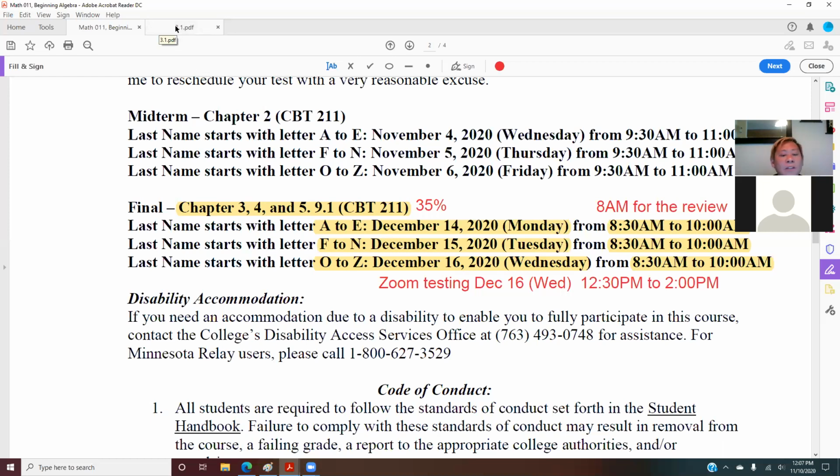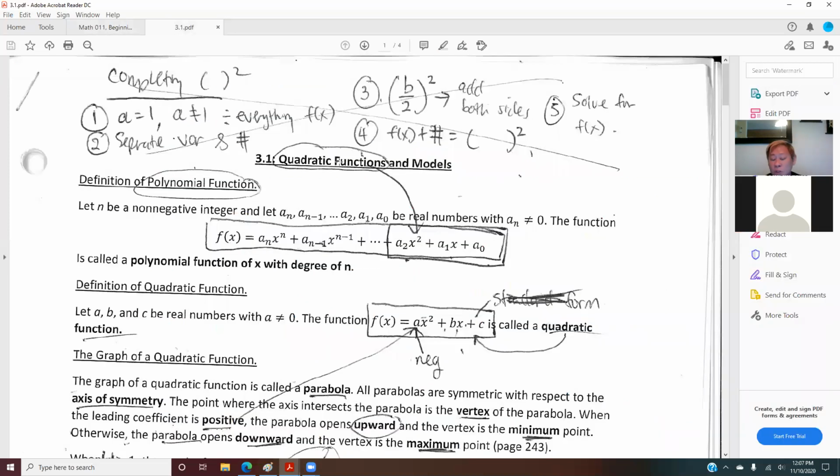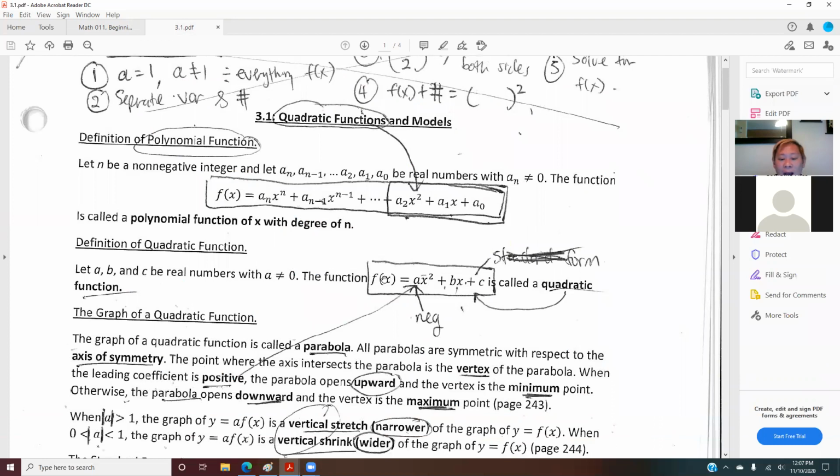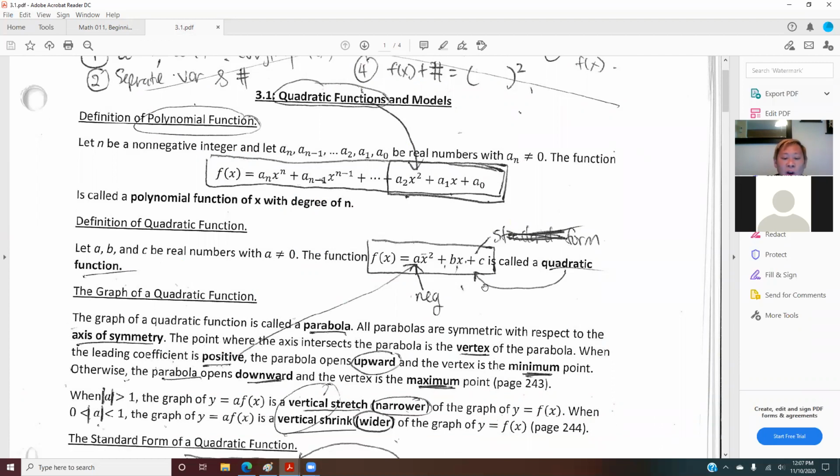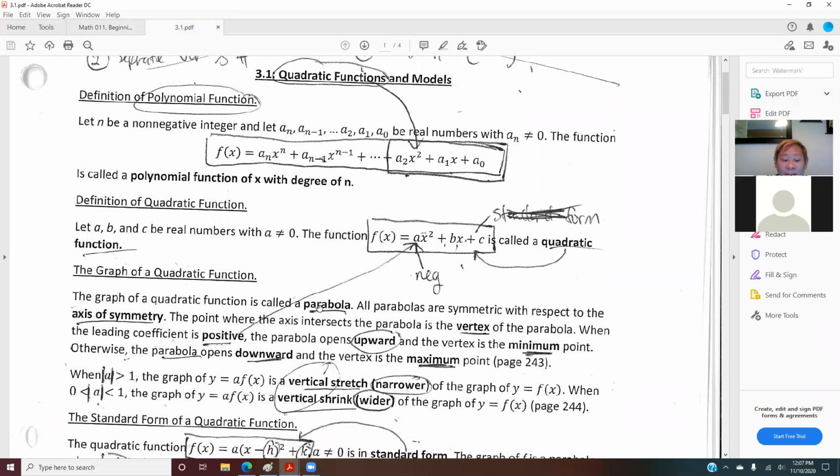So the next thing we're talking about is 3.1. So 3.1 is talking about quadratic functions. So we will talk about quadratic functions in the form ax squared plus bx plus c. So this is what we call, no, this is called a quadratic function. It's not called a standard form. And when you draw the graph, it is a parabola.